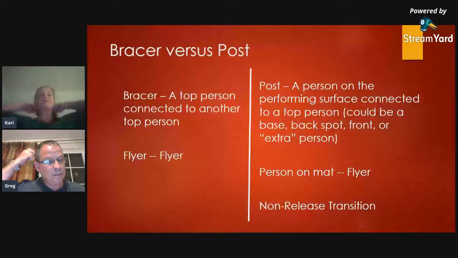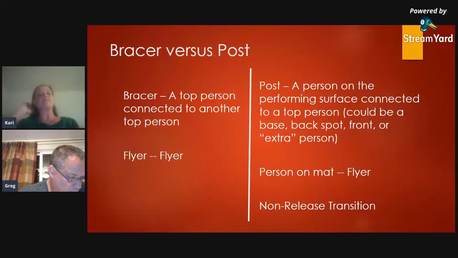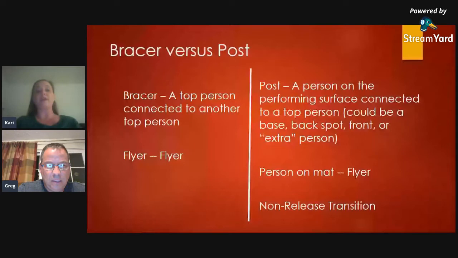So the next couple rules deal with that difference between a roll and a flip, a braced roll and a braced flip. So again, I just want to remind us that a bracer is a top person connected to another top person. So whenever we're saying a bracer, we mean another flyer connected to a flyer. So it's flyer to flyer contact.